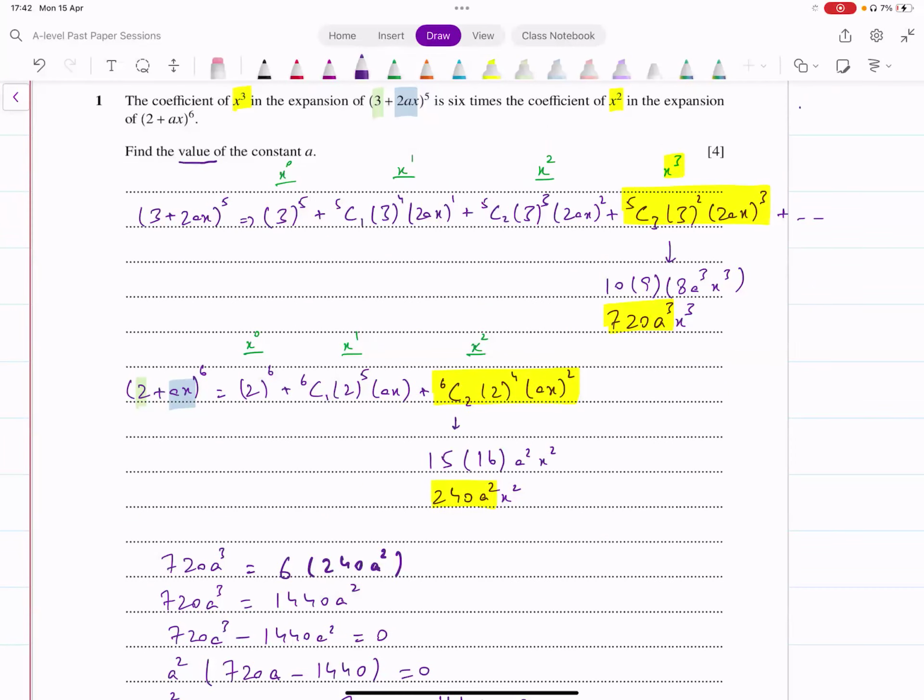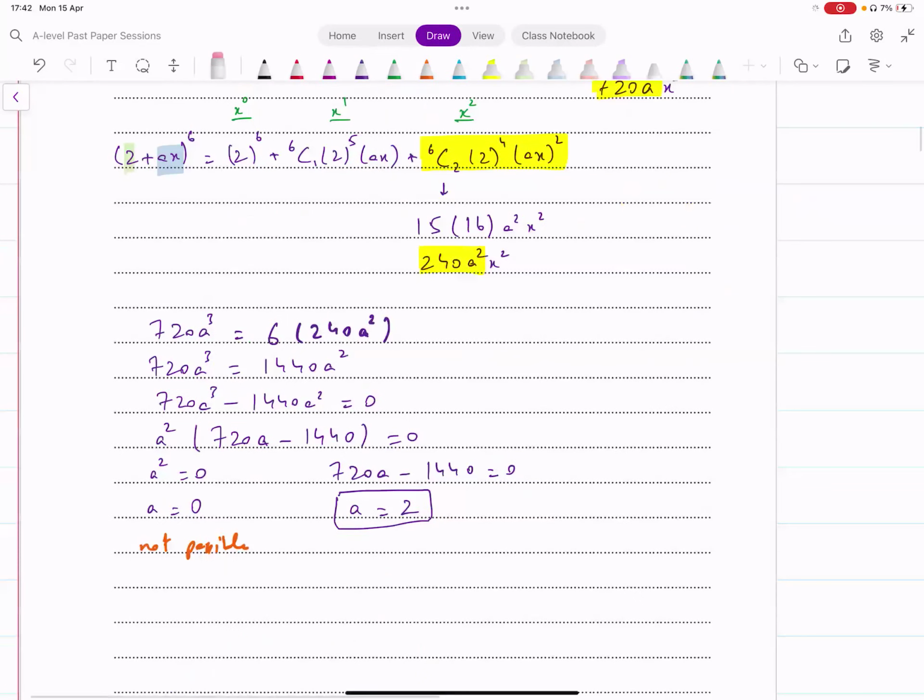If you could get multiple answers, the question statement would be different. They would say find the possible values of a, right? Since the question says find the value of the constant a, that means it has to be only one answer. You can't write multiple answers here. So 0 is not possible. You would have to ignore this.